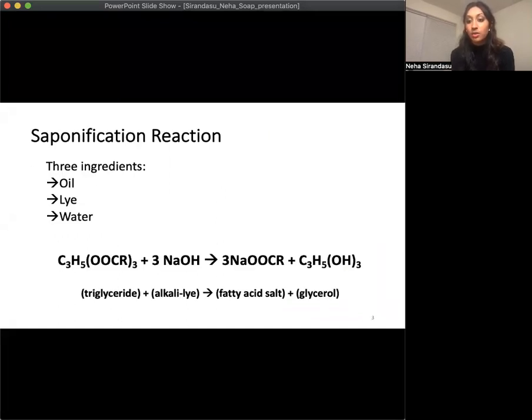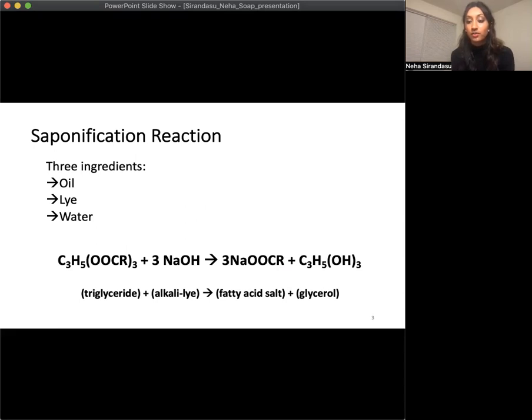Soap is made through a chemical process known as saponification, where triglycerides found in common oils, such as vegetable oil, end up reacting with a lye solution. The two main types of lye are potassium hydroxide and sodium hydroxide. To make liquid soap, KOH is used, and for hard soap, NaOH is used.